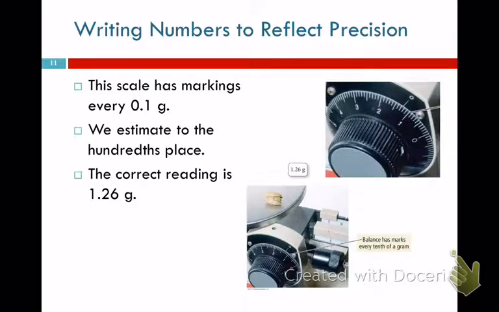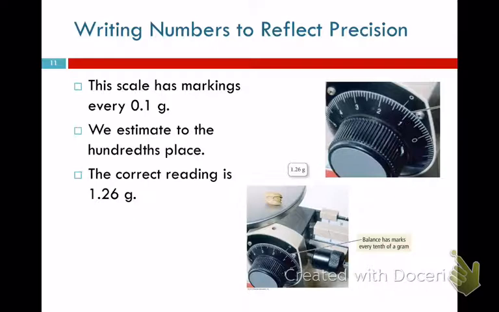But this is 0, 1, 2. So those are gram markings, right? So I would say this is 1, and then we could all agree that it says 1.2. Where we have to estimate is here, between the 2 and the 3. So if I was looking at that, it's not halfway between, it's a little bit past. So I think 1.26 is okay. I might have said 1.27, but plus or minus that last digit, it's the same.